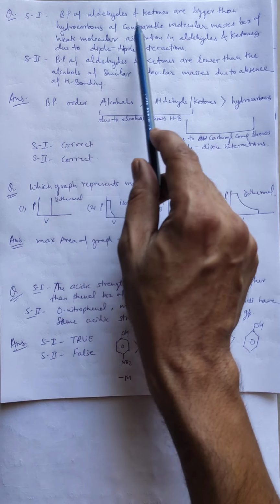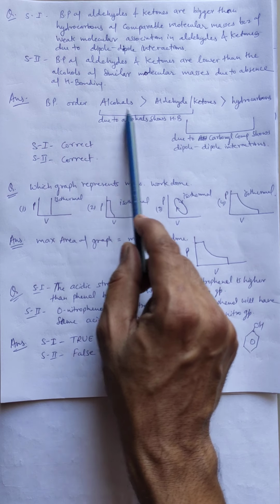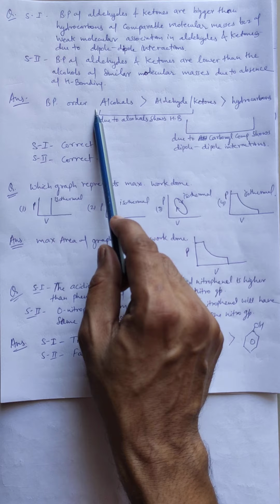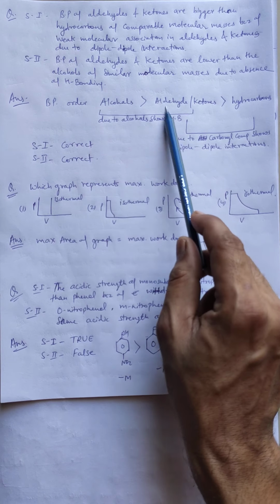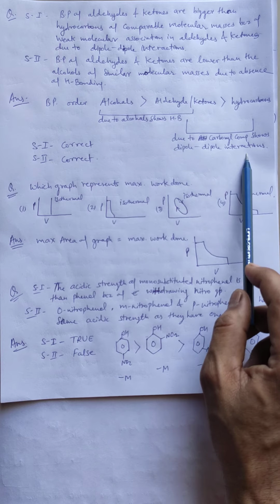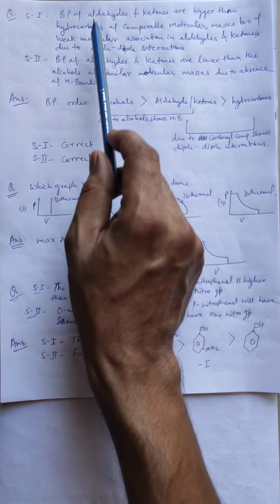So this statement is correct, because the boiling point order of alcohols is more than aldehydes and ketones, which is more than hydrocarbons. Alcohol shows hydrogen bonding, that's why more than the aldehydes and ketones. Now aldehydes and ketones show dipole-dipole interactions, so more than the hydrocarbons. Boiling point order is this. So first statement is correct.